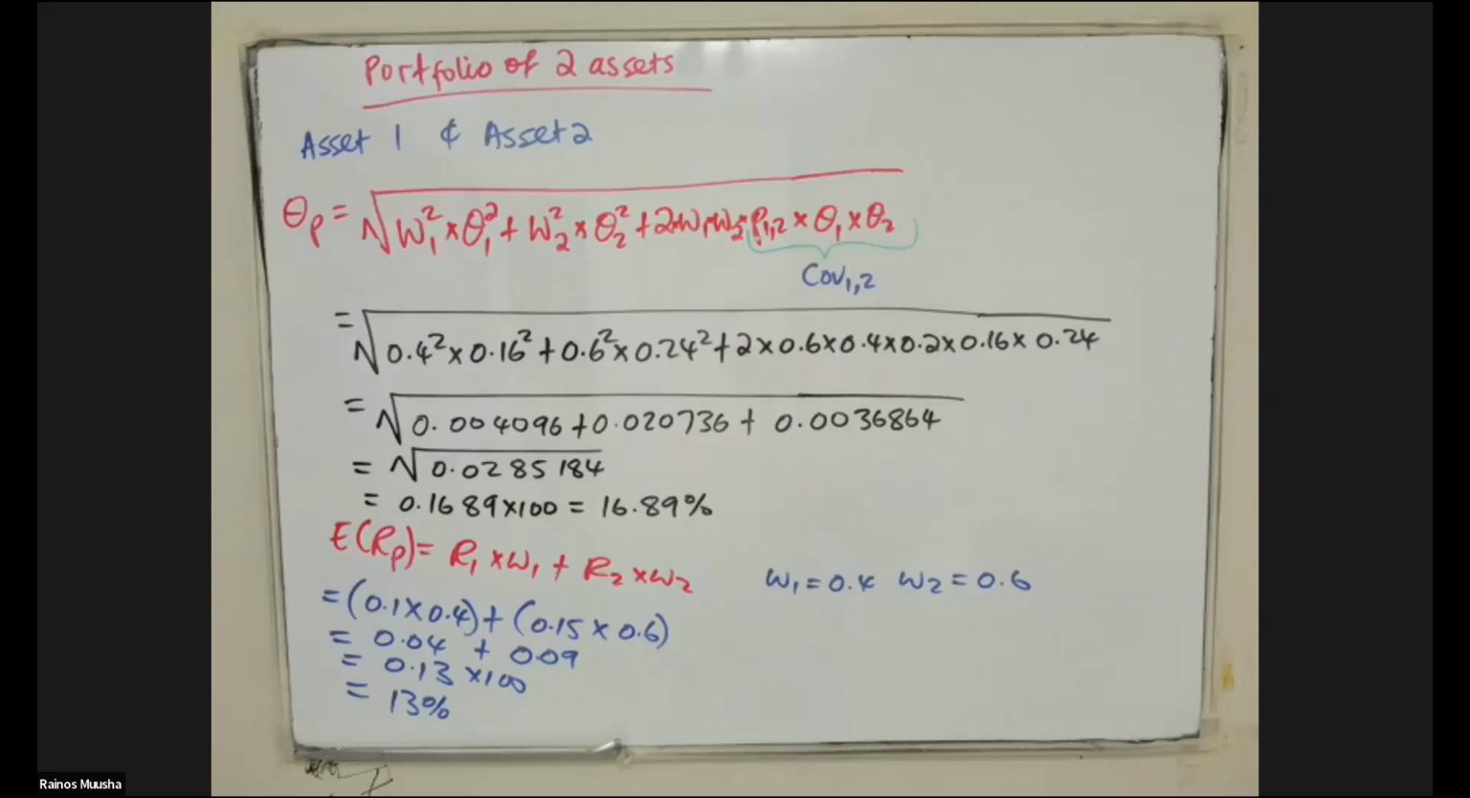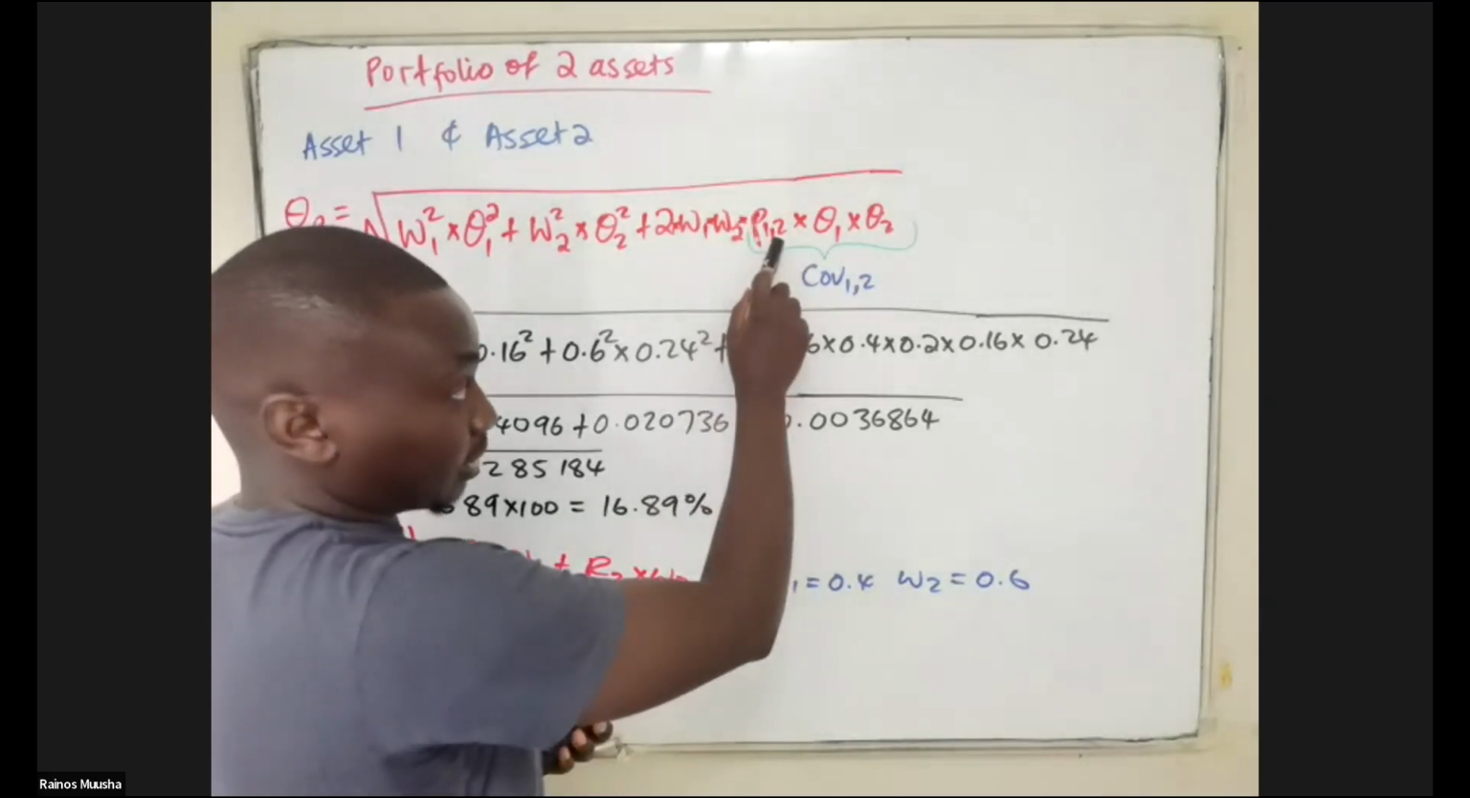Mr. Reynolds, I just need some clarity on the part where you highlighted in green, basically. I'm just trying to find out how you can break that down for me. The correlation coefficient between the two assets.